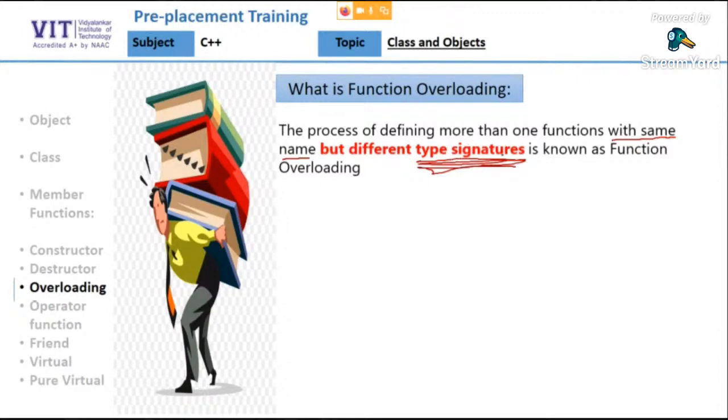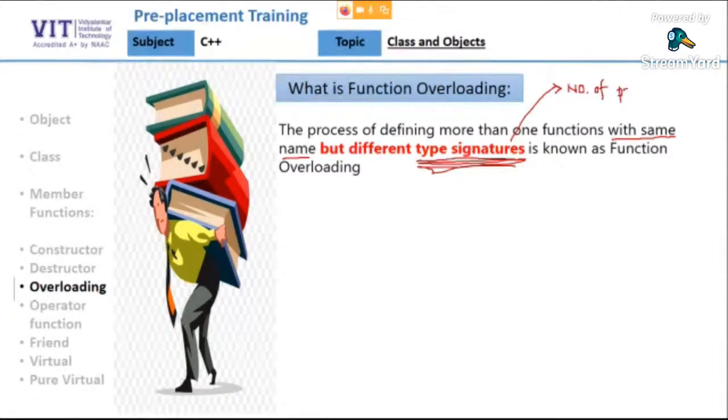What do you mean by the type signature of a function? The type signature of a function is nothing but the parameters that we are specifying inside the header. So the type signature basically will consist of two things. One is the number of parameters. This is one criterion to decide the type signature, number of parameters.